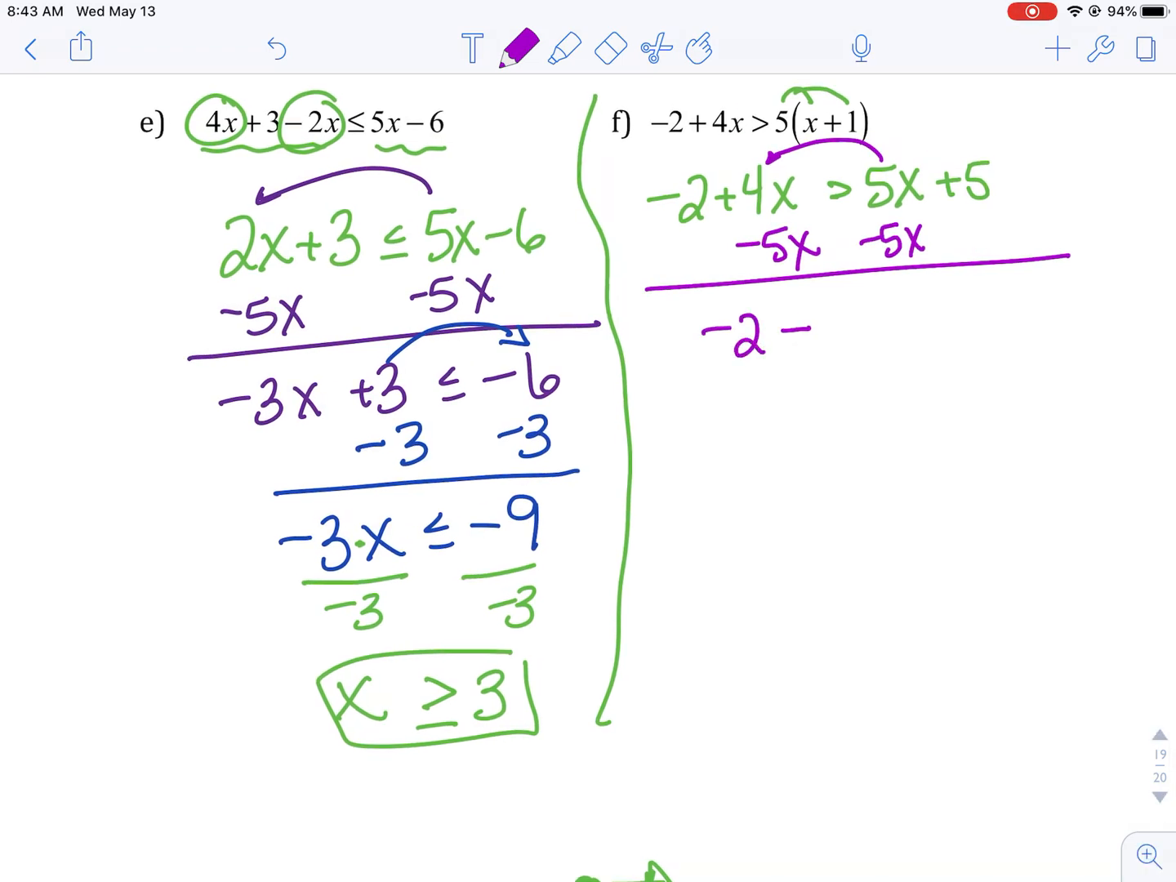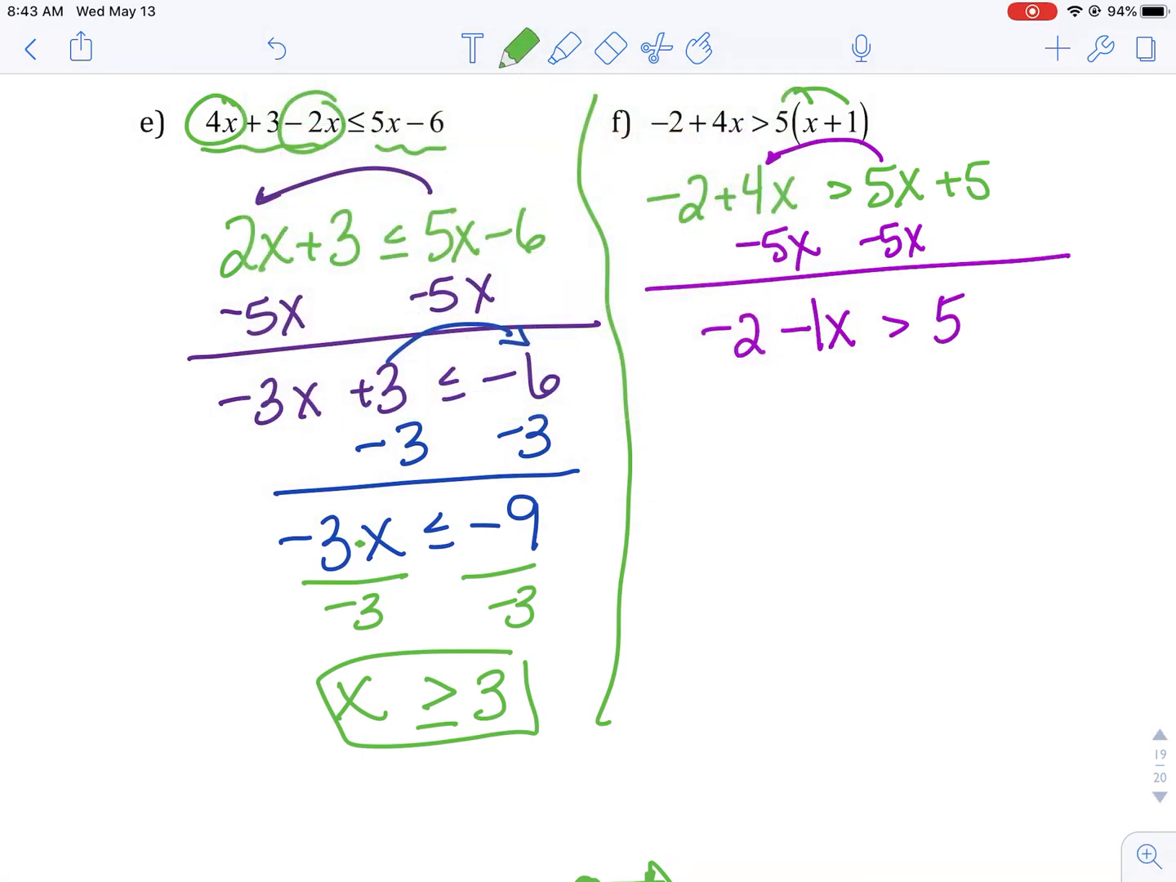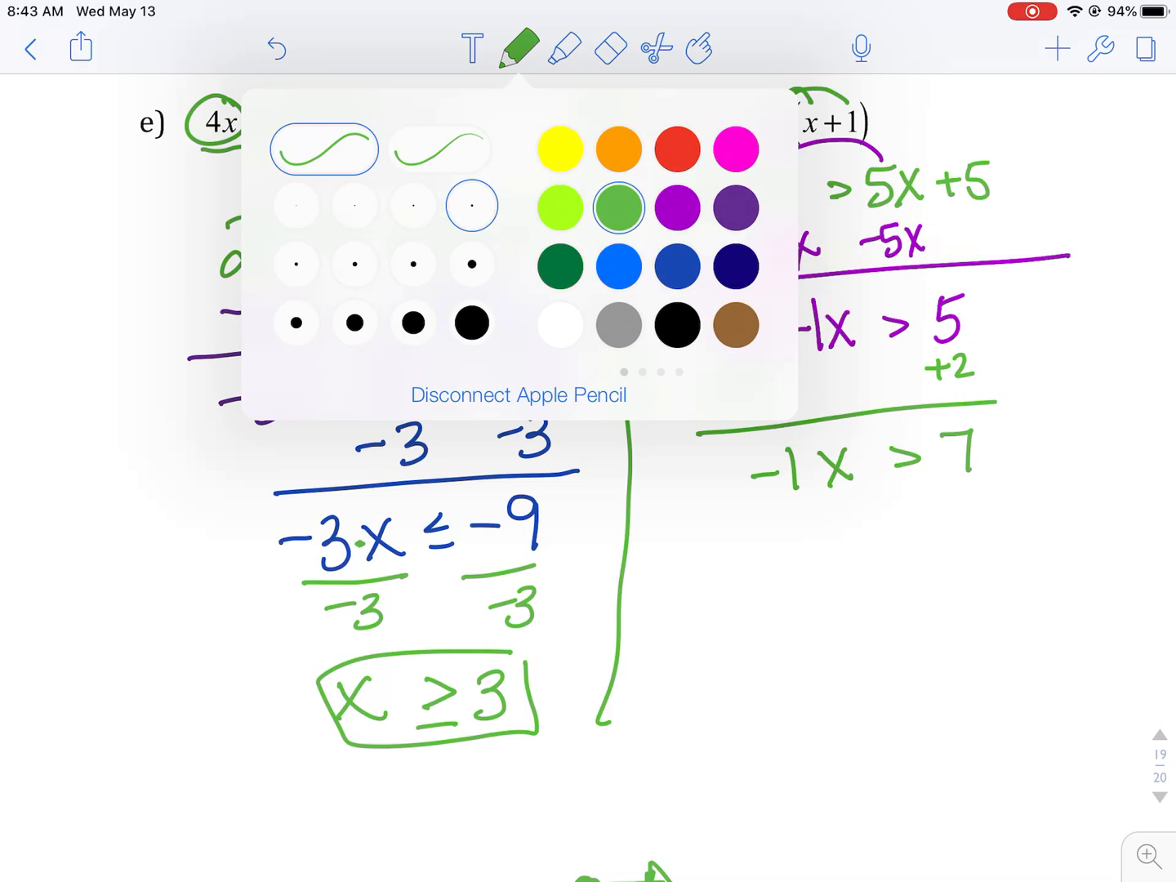Minus x, or -1x you could do as well. I'm going to go ahead and throw that -1 in there, is greater than 5. Okay, I want to move that 2 to the other side, but it's a -2, so that means I've got to do +2. So when I move that +2 to the other side, I get -1x is greater than 7.